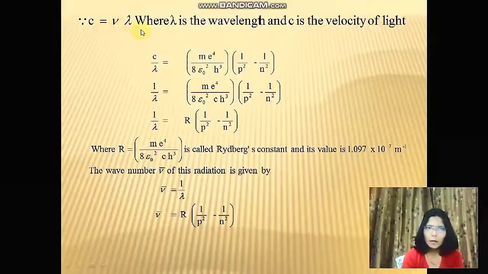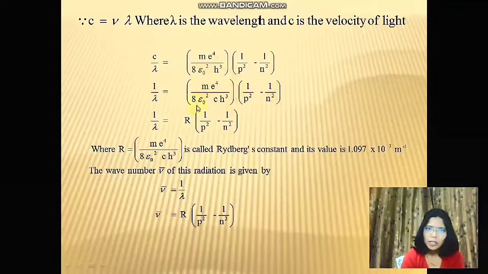Now we know that c is equal to nu into lambda, where lambda is the wavelength and c is the velocity of the light. So c upon lambda is equal to nu. So c upon lambda is equal to me^4 upon 8 epsilon 0 square h cube into 1 upon p square minus 1 upon n square. Now if we take the value of this c to the denominator, we can write 1 upon lambda as me^4 upon 8 epsilon 0 square c h cube into the remaining term as it is, that is 1 upon p square minus 1 upon n square.